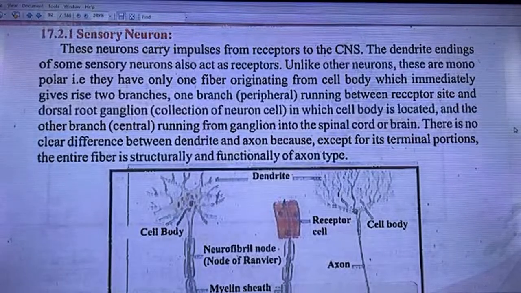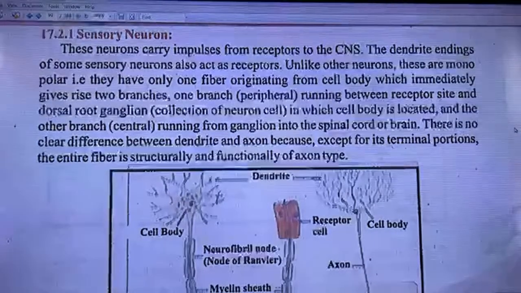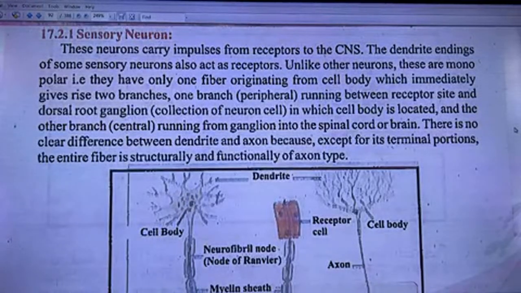One branch, peripheral, runs between the receptor site and the dorsal root ganglion, a collection of neuron cell bodies in which the cell body is located, and the other branch, central, runs from the ganglion into the spinal cord or brain. There is no clear difference between dendrite and axon because, except for its terminal portions, the entire fiber is structurally and functionally of axon type.